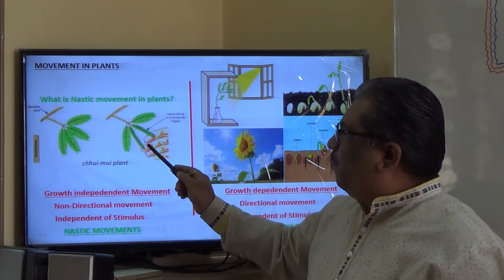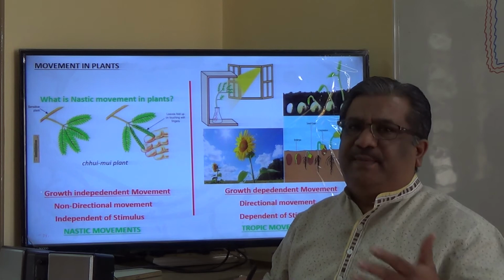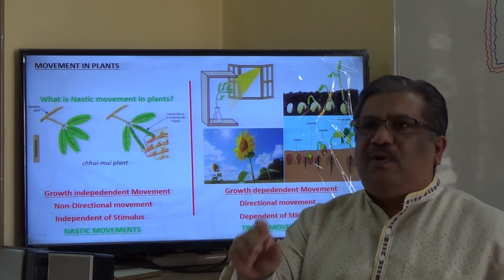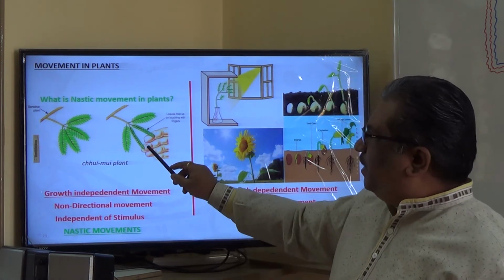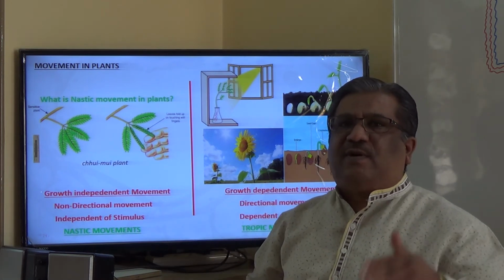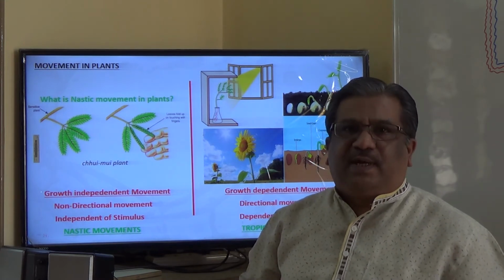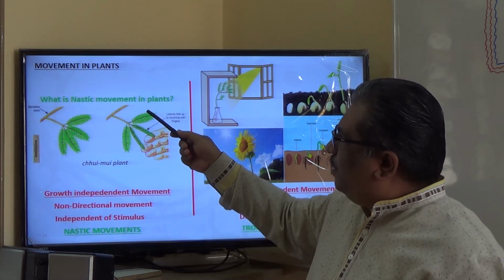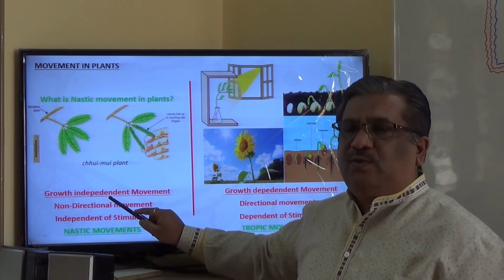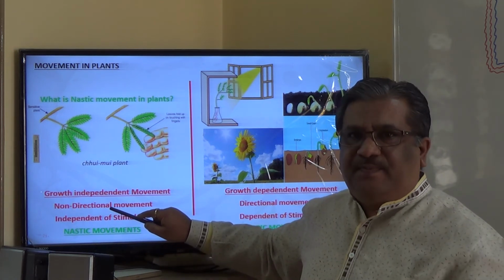First of all, the point of touch is different, the response is different, and hence it is independent of stimulus. It is not directional. If it is directional, wherever we touch, only towards that it should have closed. But here if we touch, all other leaves, the surrounding leaves, are also closing, meaning definitely it is not direction driven, or it is not stimulus driven. Therefore such movements are growth independent, not dependent upon the growth, non-directional, there is no fixed direction.